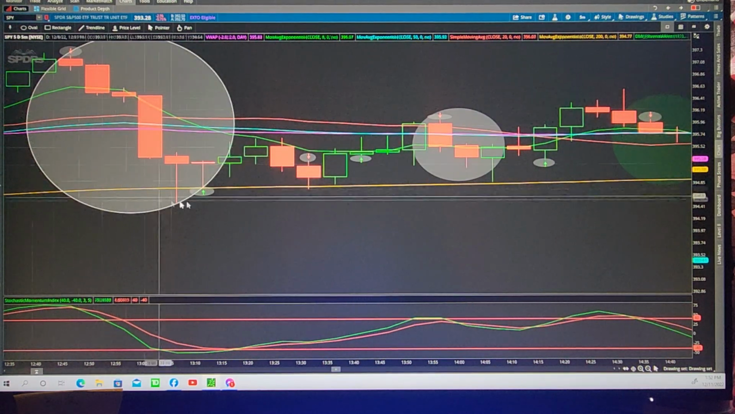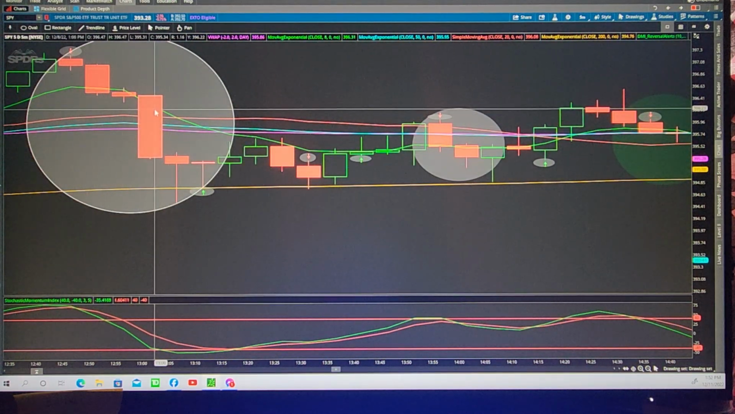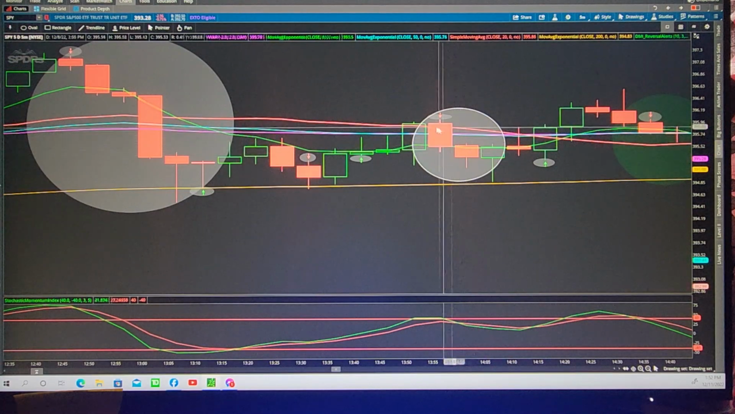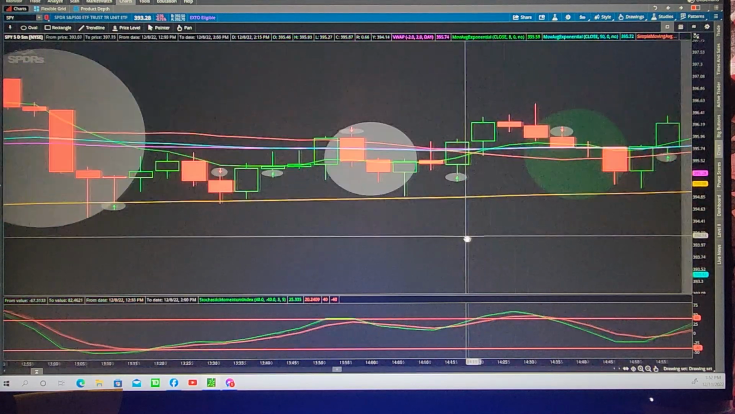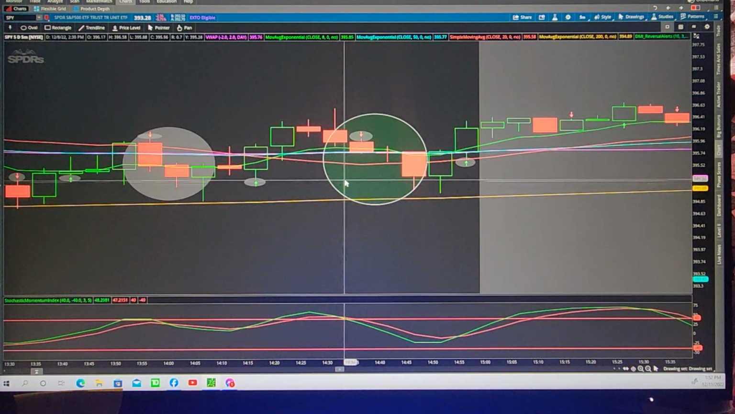So anyway, I was at work. That would have been a great trade. I didn't catch it. I didn't catch this little one, but I easily could have made my 10% on that trade also. I did take this one.